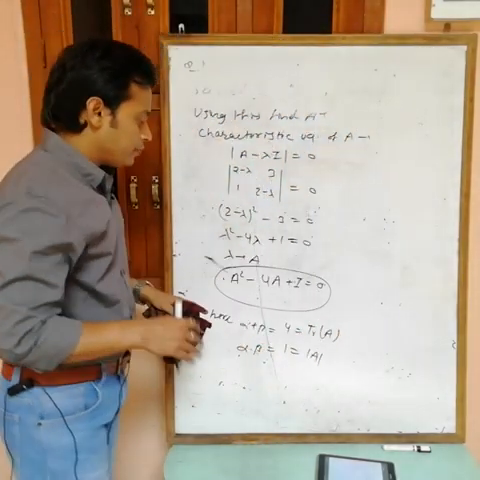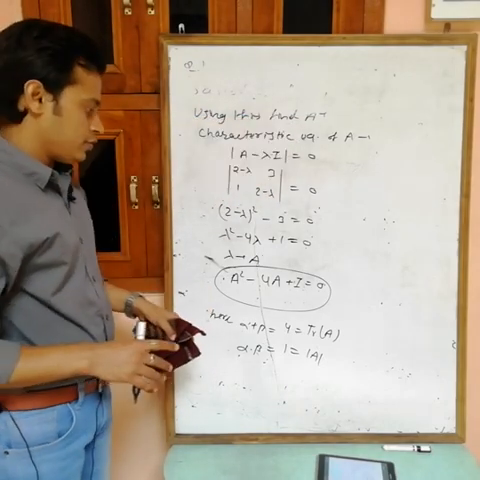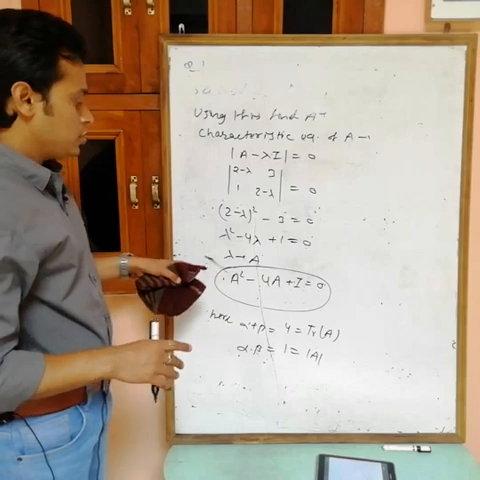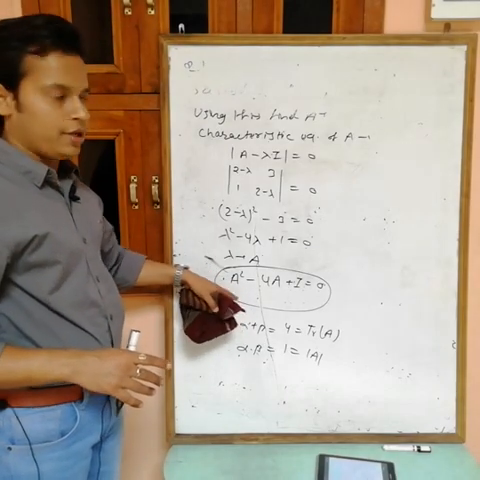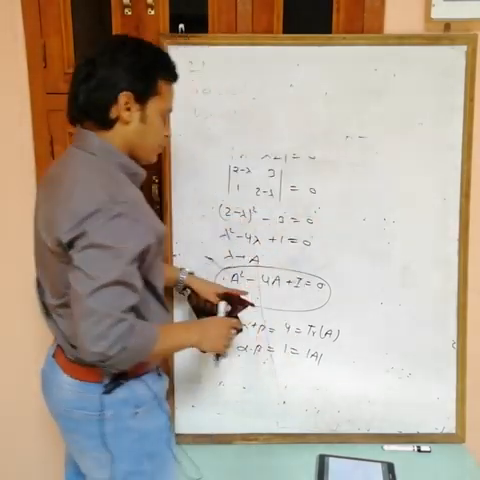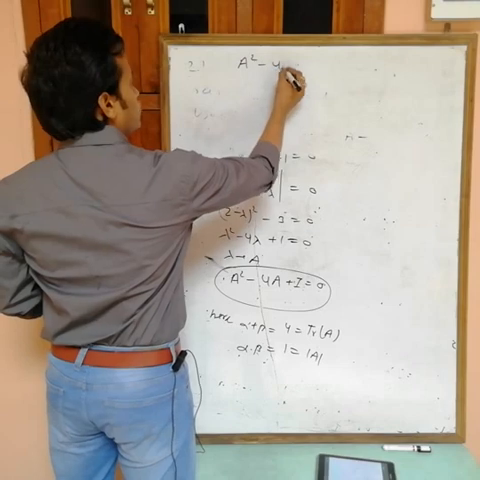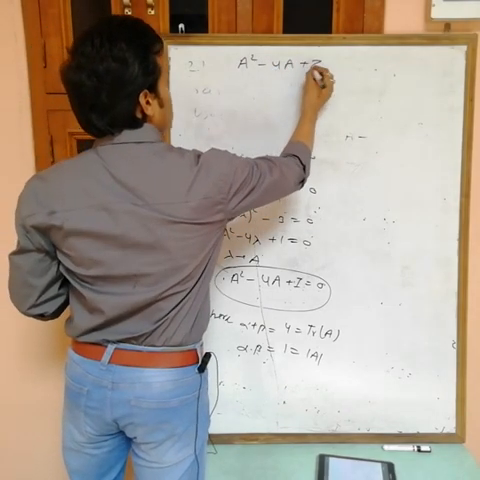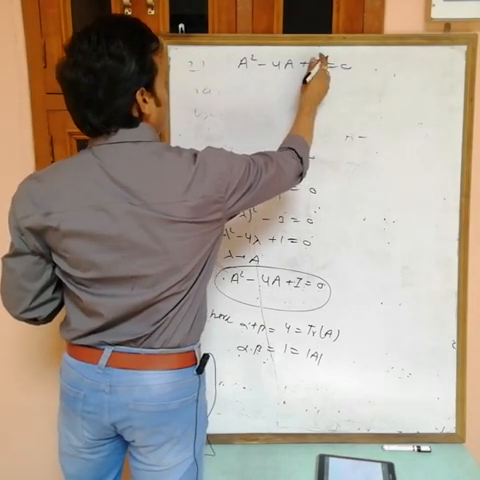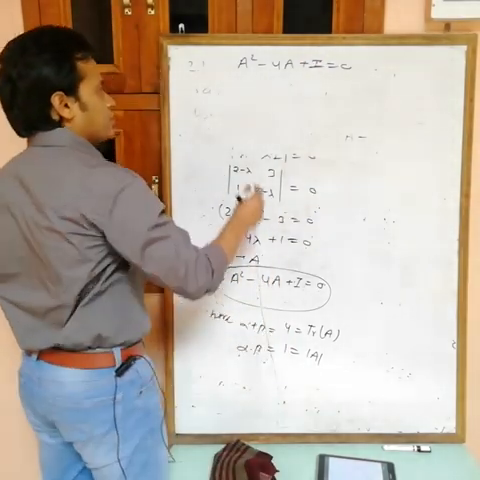Okay, one minute. Second part of this one: using this, find A inverse. This is done, so using this, I have to find A inverse. Now see how to use the characteristic equation to find A inverse. It is given that A square minus 4A plus I equals 0, and by using this you want the value of A inverse. I want the inverse of the matrix A.